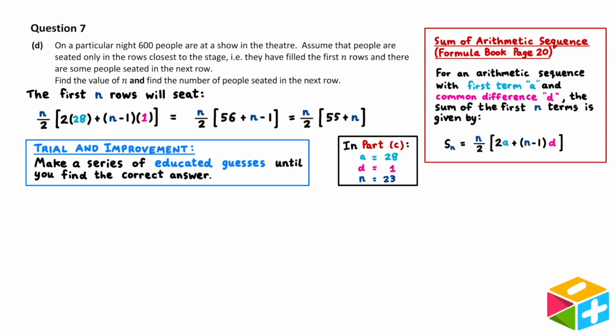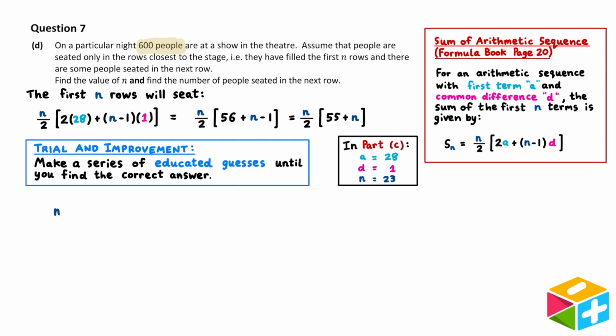This lends itself nicely to the trial and improvement method. Here, we'll make a series of educated guesses until we find the correct answer. We need to find the number of rows to seat 600 people, so we can sub in different values of n until we get close to this target of 600.